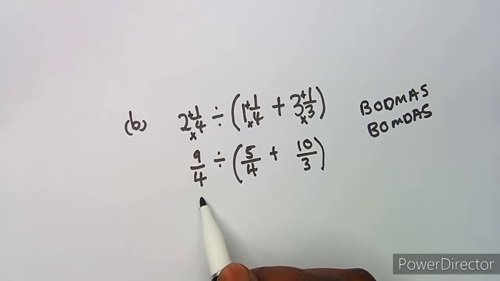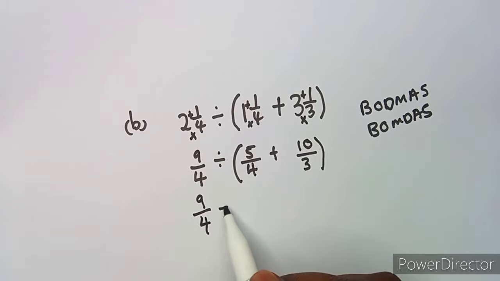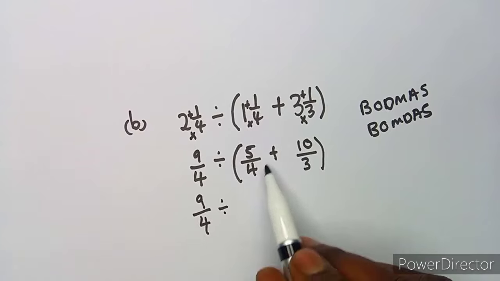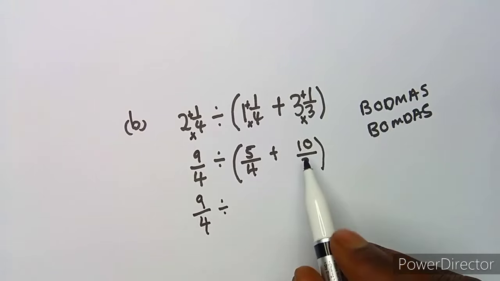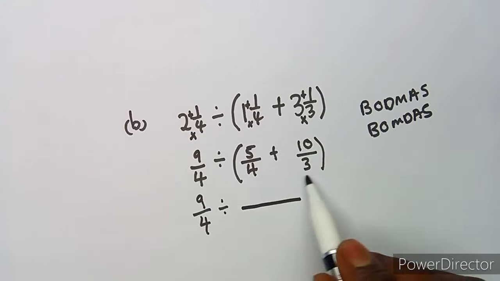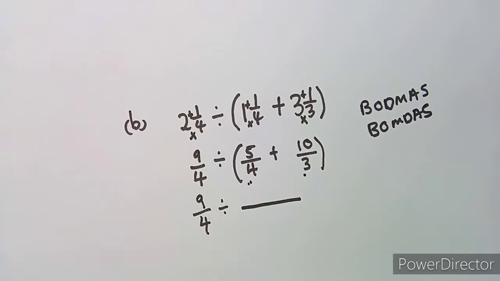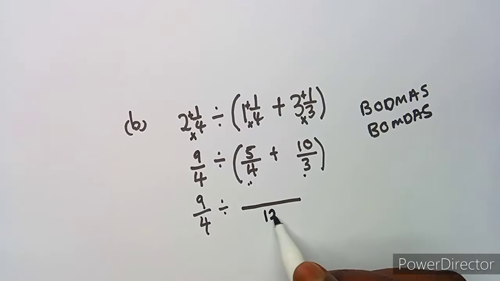So it's going to be 9 over 4, and for this moment, this division is going to respect this bracket. All right, so we are going to start by simplifying this way. We've got to find the LCM of the given two numbers, or the LCD of 4 and 3, which is 12 in this case.